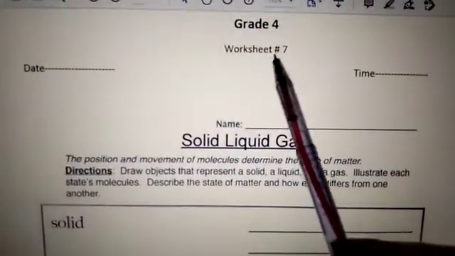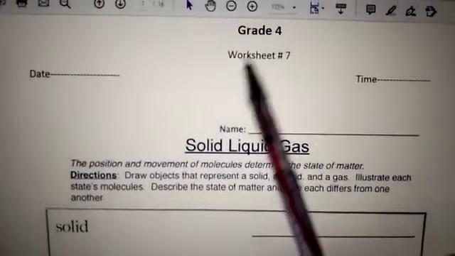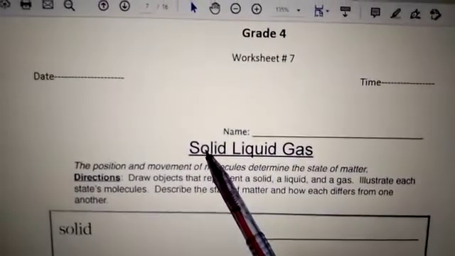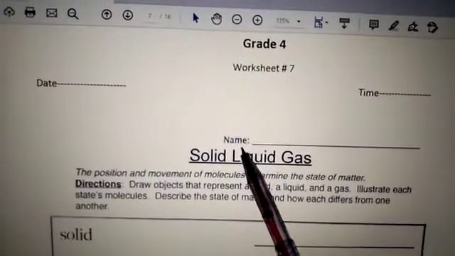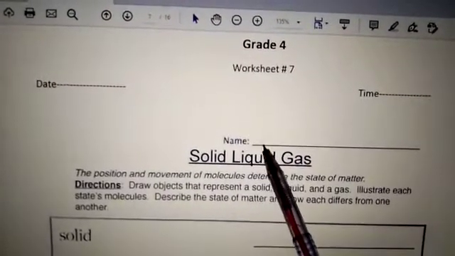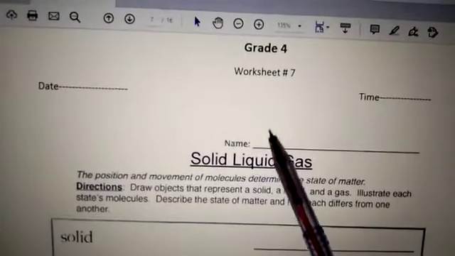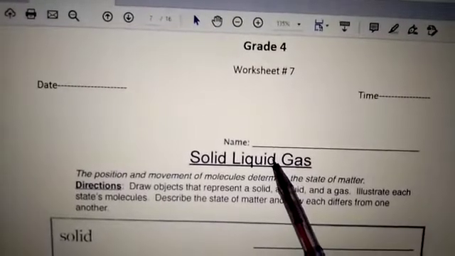Today I am going to explain worksheet number 7 for grade 4. Our topic is solid, liquid, gas. Everything around us is made of something.